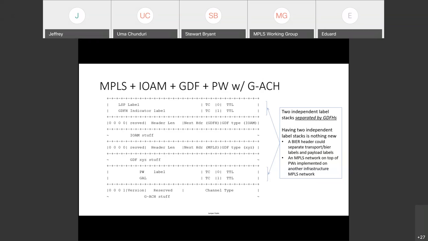Question, Balazs Varga, my question would be about the impact on the existing implementation. With that, you practically hide the pseudowire label. So all the current ECMP implementations, which consider only the pseudowire label and do not look inside the packet, will not be able to do ECMP, because your GDFH indicator label will be the same and would be assumed as a service label. Right, so the fat pseudowire doesn't work anymore.